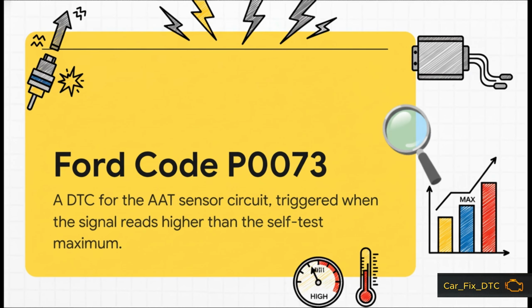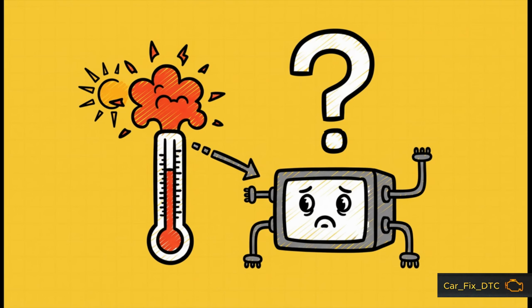So, on paper, what is P0073? It's a diagnostic trouble code, that's what a DTC is, and it points to the ambient air temperature sensor circuit. But here's the key part. It means the signal from that sensor is reading way higher than it should. We're talking impossibly high. Your car's computer did a little self-check and basically said, whoa, there is no way it's that hot outside. To put it another way, your car thinks it's driving on the surface of the sun. It's getting a temperature reading that is just bonkers. And because that number doesn't line up with anything else the car is sensing, it throws up a red flag, or in this case, a little orange light on your dash.